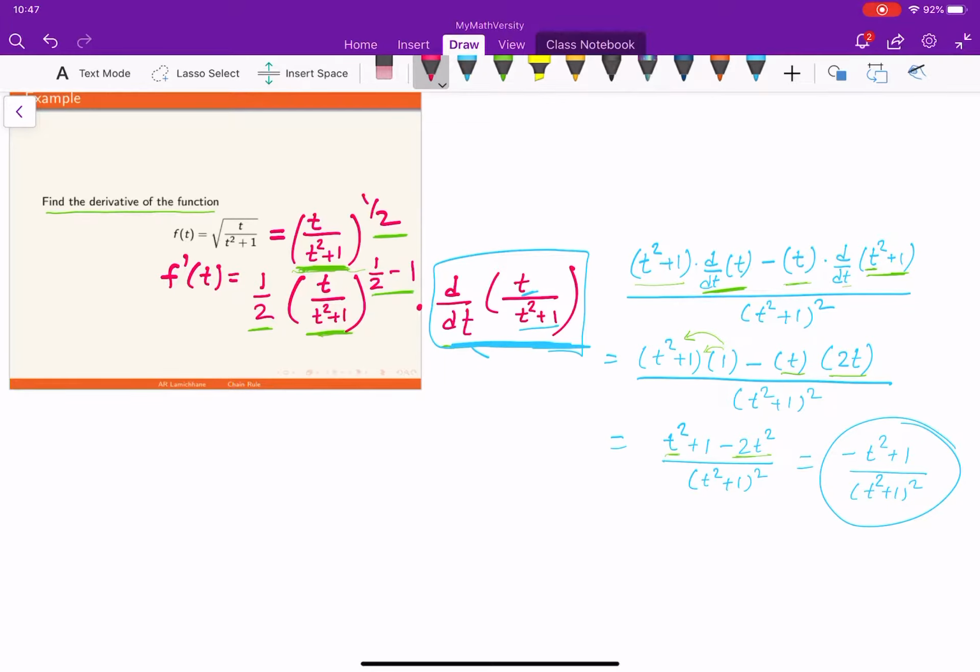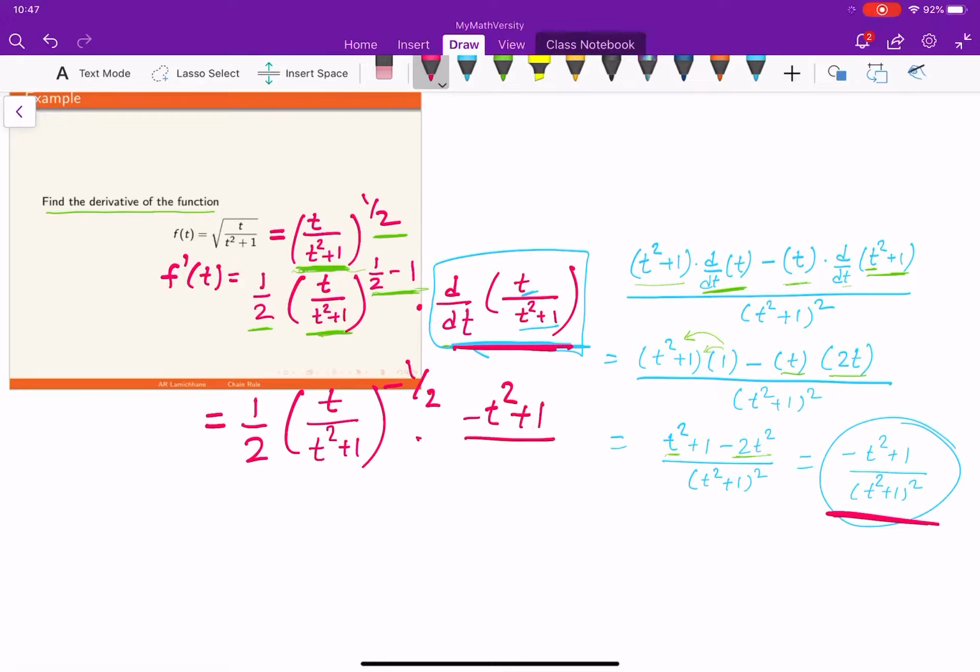So if that is the case, we can now bring that in over here. So the derivative of the given function will be 1/2 t over t square plus 1 raised to the power 1/2 minus 1, so that will be negative 1/2, multiplied by this derivative that we have figured out here, right? So we just copy that, negative t square plus 1 over t square plus 1 squared. So this is the derivative.